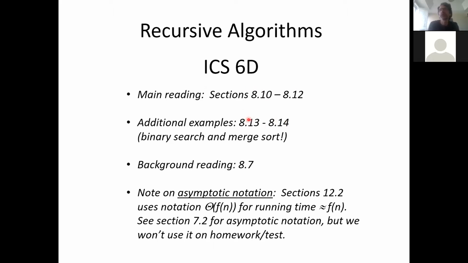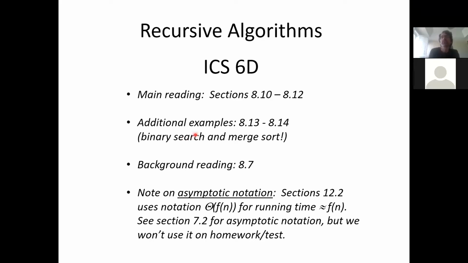These sections have extra examples, which you should read because it's beautiful stuff. It's the recursive sorting algorithm and recursive search algorithm, assuming that the data structure is sorted. Okay, so they are just other examples of very beautiful recursive algorithms.